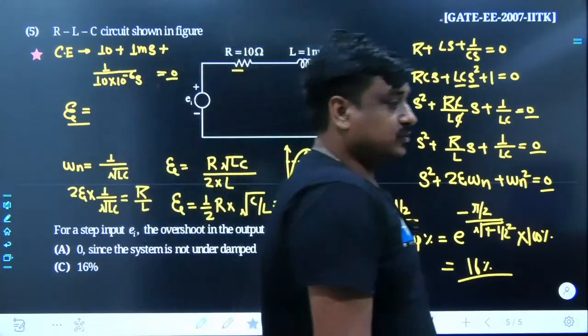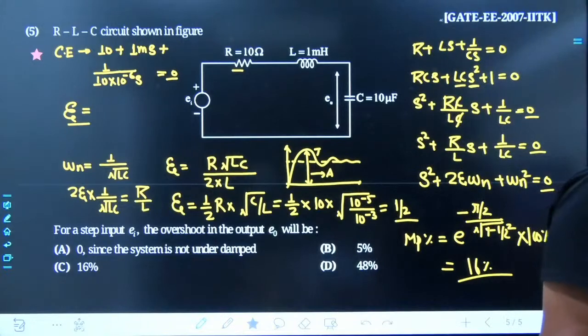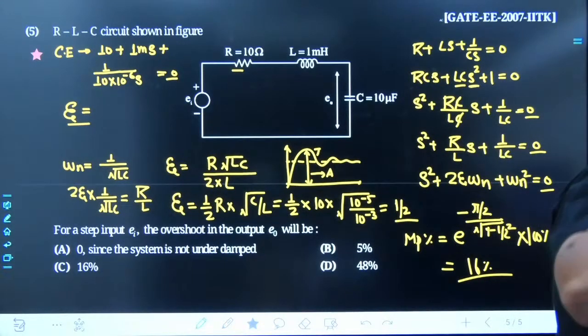16%. Took sir too much time while solving. This problem is one of the standard problems in GATE now. Okay, Amit, we will try.